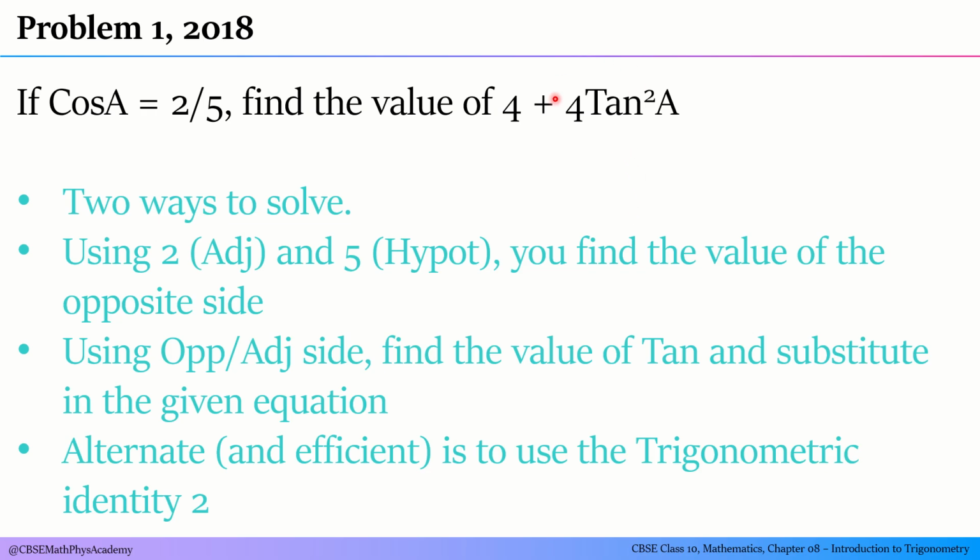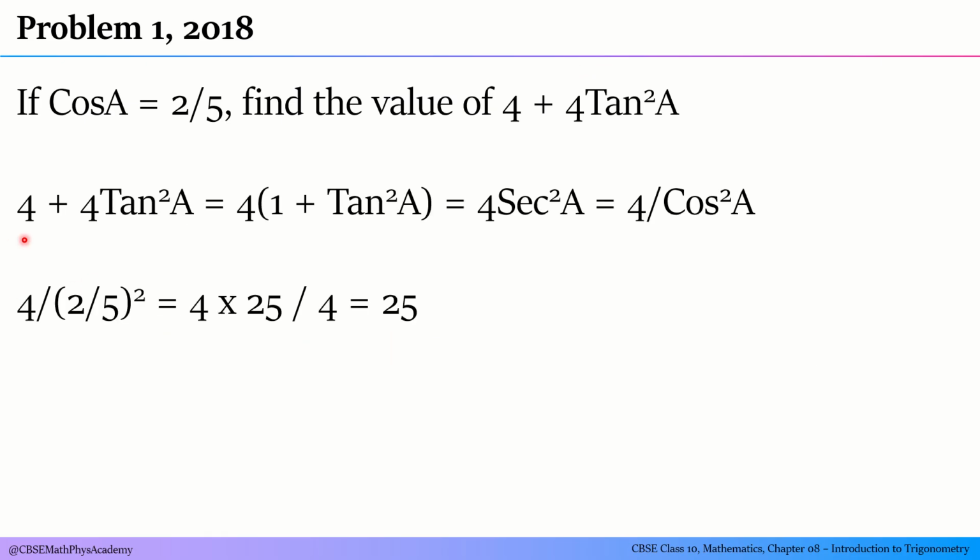See, whenever you see some pattern like this tan square coming, it is related to trigonometric identity 2. So we take 4 plus 4 tan square A. I'm taking 4 outside. Now it becomes 1 plus tan square A. According to trigonometric identity 2, 1 plus tan square A is equal to sec square A. So I put 4 into sec square A. Sec is nothing but inverse of cos. So this expression subsequently becomes 4 by cos square A.